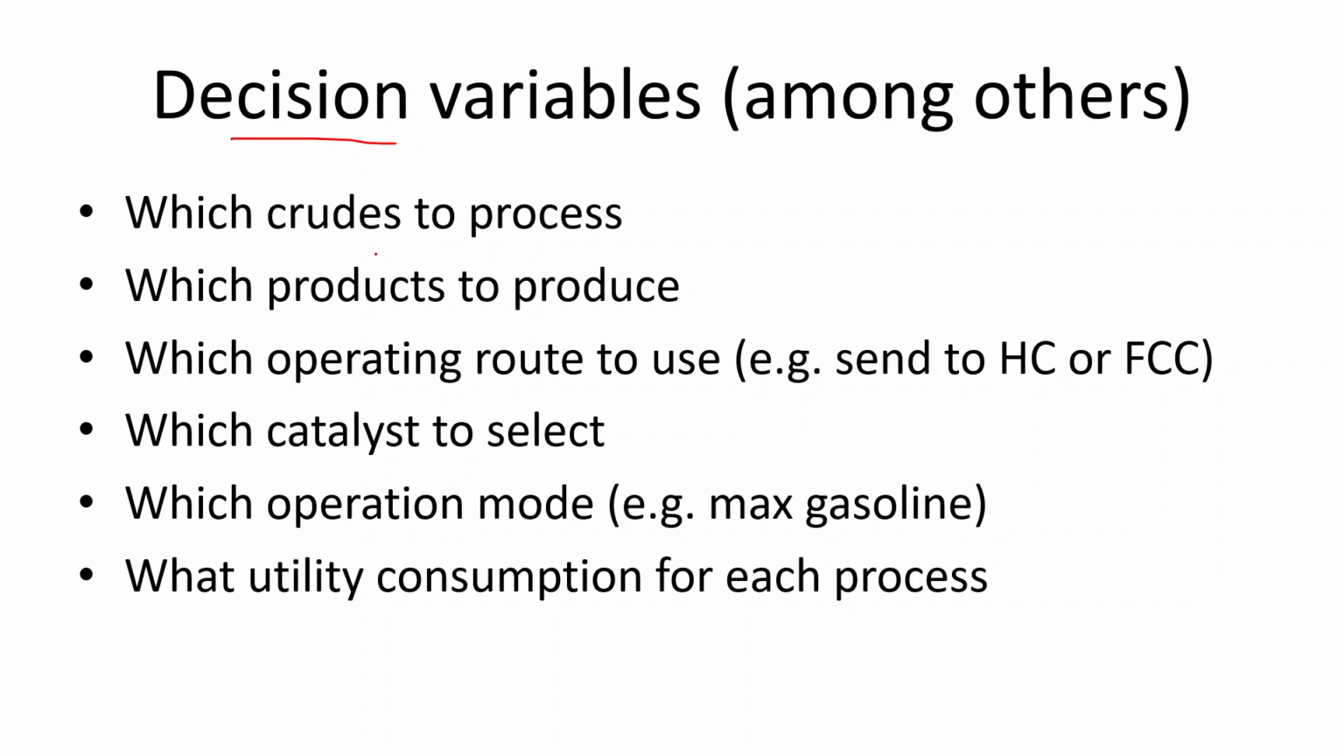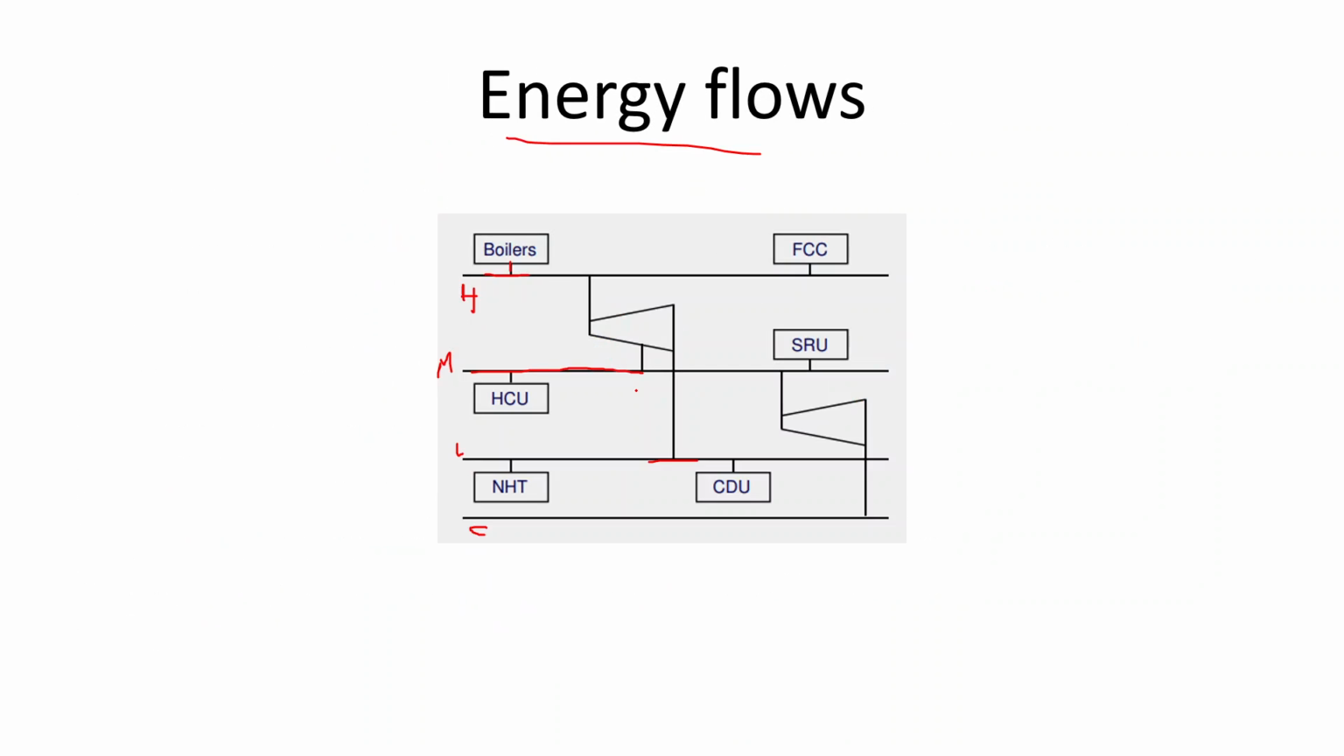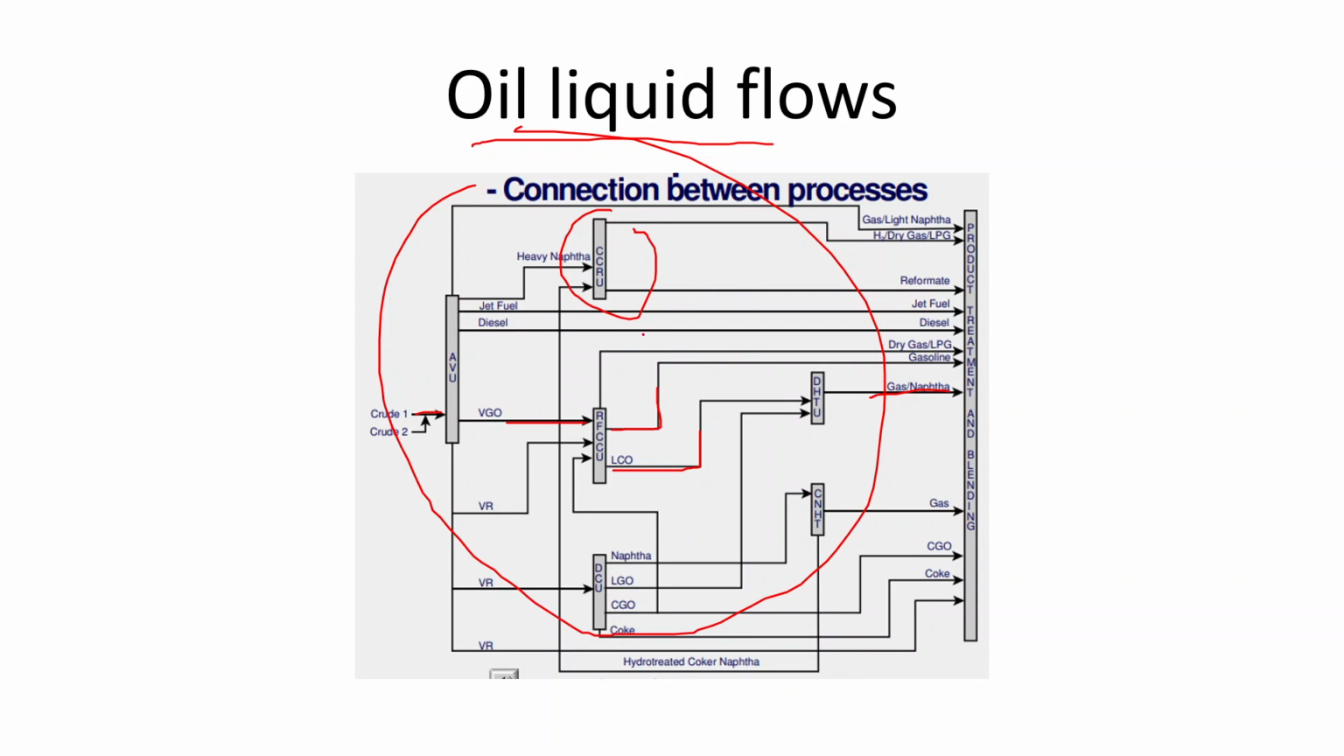Yeah, which goods to process, products to produce, which operating route to use. For example, in this case, you can see this vacuum residue. Does it go to this RFCC unit, or does it go to the delayed coker unit, or does it go to coke or something? Does it have to be disposed? All of these are decisions that you have to be able to calculate given the cost, the price, the availability of the units, and the performance of the units that we can generate from the data.